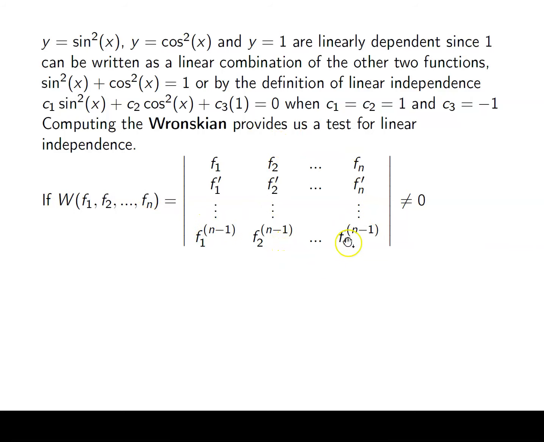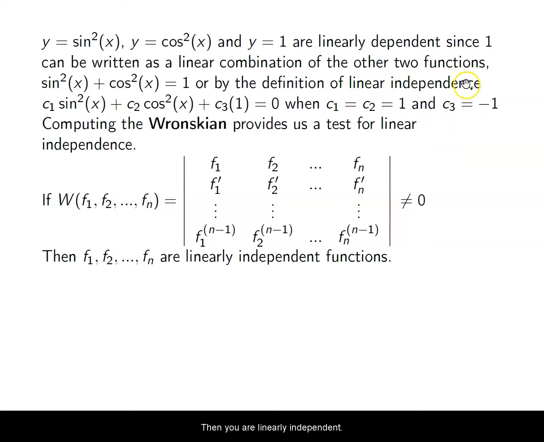Now, if the determinant of this matrix that you found is not 0, then you are linearly independent, okay? As long as the Wronskian, which is the determinant of this matrix with its functions and their n minus 1th derivatives, is non-zero, your functions are linearly independent. If this determinant is 0, then your functions are linearly dependent, and there's a way for you to create a linear combination of one of the functions out of all of the remaining functions.